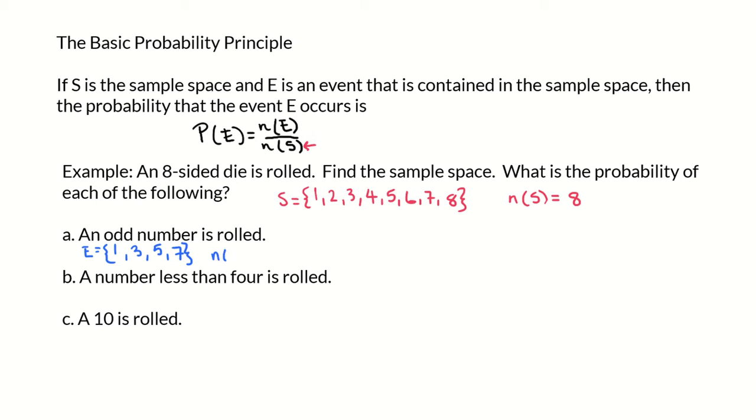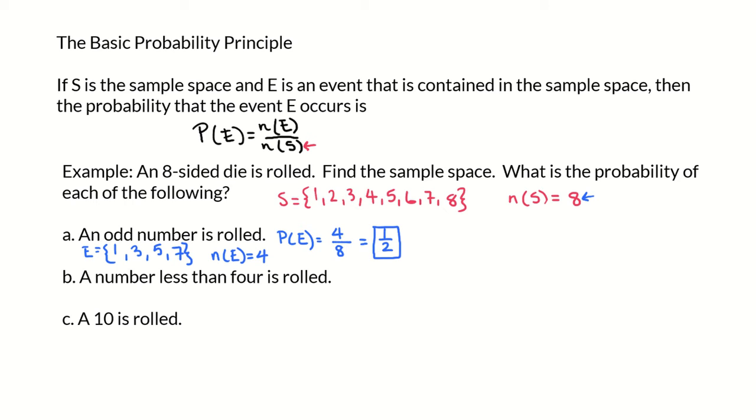So the number of elements in the set E is 4, which means the probability of the set E, or the probability of rolling an odd number, is equal to 4 over the number of elements in the sample space, which is 8. And we usually reduce probabilities. So 4 over 8 reduces to 1/2. So we have a 1/2 probability of rolling an odd number.